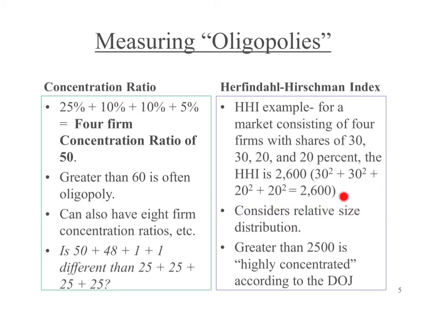So you can see how on a scale from something very small to 10,000, you could end up with a number that gives us an idea of how concentrated the industry is. Anything greater than 2,500 is often considered highly concentrated. It's not technically the definition of an oligopoly, but if this was a court case and we were looking at issues of antitrust, if we were the DOJ trying to prevent a merger from happening, we might consider the HHI.